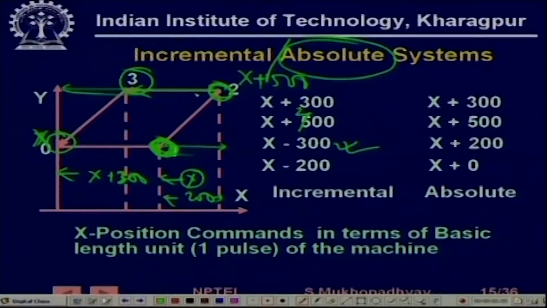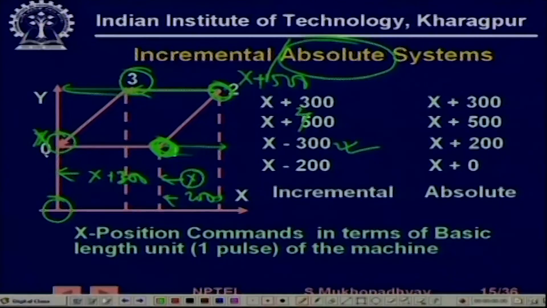On the other hand, if you are using absolute, then you always do it from a stationary origin that you have assumed in the coordinate space of the machine. So the 4 coordinates are going to be x plus 300, x plus 500, since 300 plus 200 is 500, and then again x plus 200 because this is 200, and then finally x.